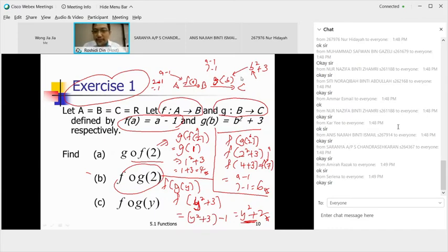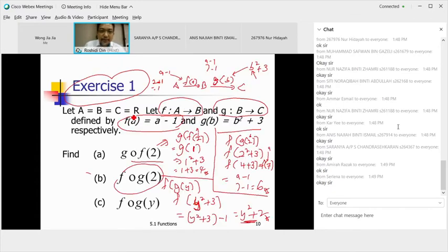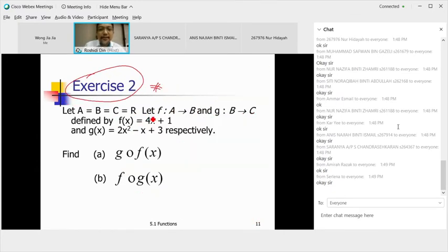Okay, now we move to the next idea. This exercise 2, I hope you can do it by yourself. I don't want to show the answer. Based on this exercise, I think you can solve exercise 2.